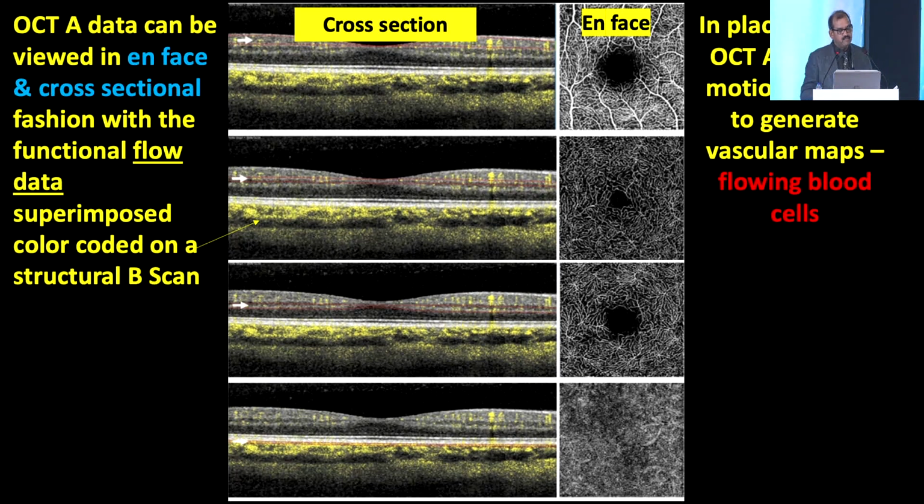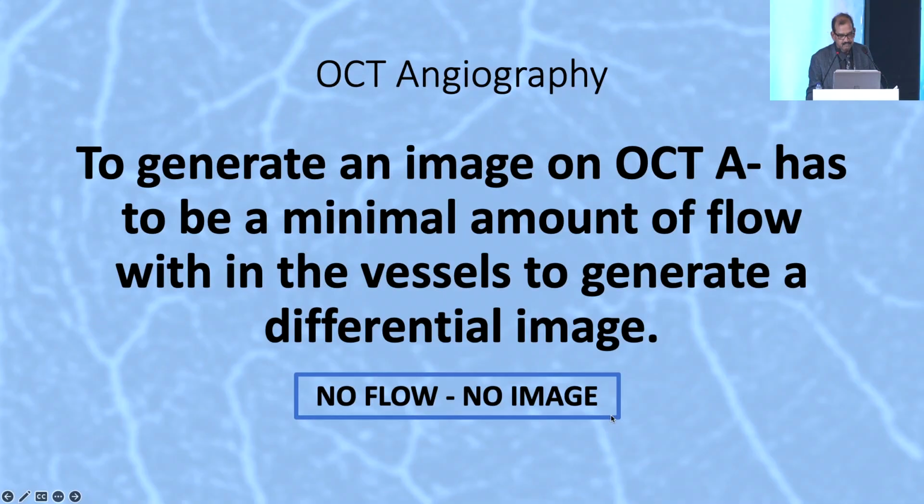OCT data can be viewed in en face, and in the cross-sectional fashion with the functional flow data that is superimposed as color-coded on the structural B scan, as it is seen here. These yellow dots are showing that the flow is present in these areas of retinal layers. And these are the en face maps at different levels of the retina: superficial, deep, avascular network, and the choriocapillaris.